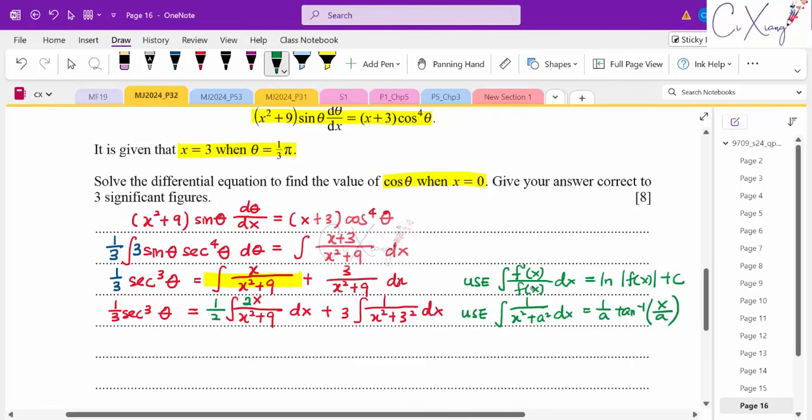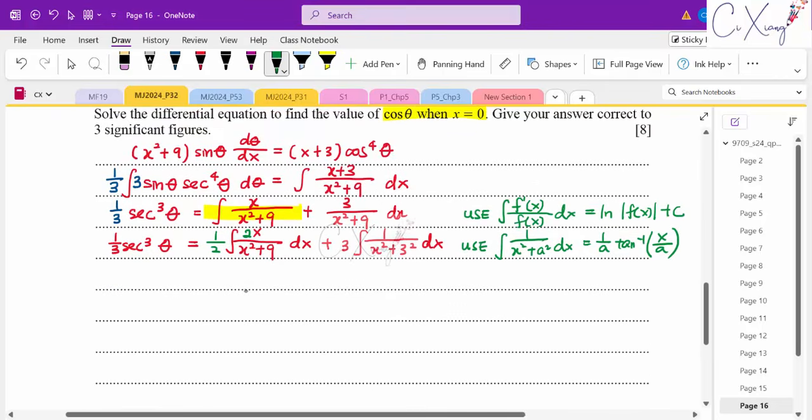Okay, so in this case our a is 3. Maybe you ask how I know that I have to use this rule here. You have to be very familiar with what kind of integration is included in the syllabus. By observing the related pattern, you should know roughly which is the correct formula to be used here.